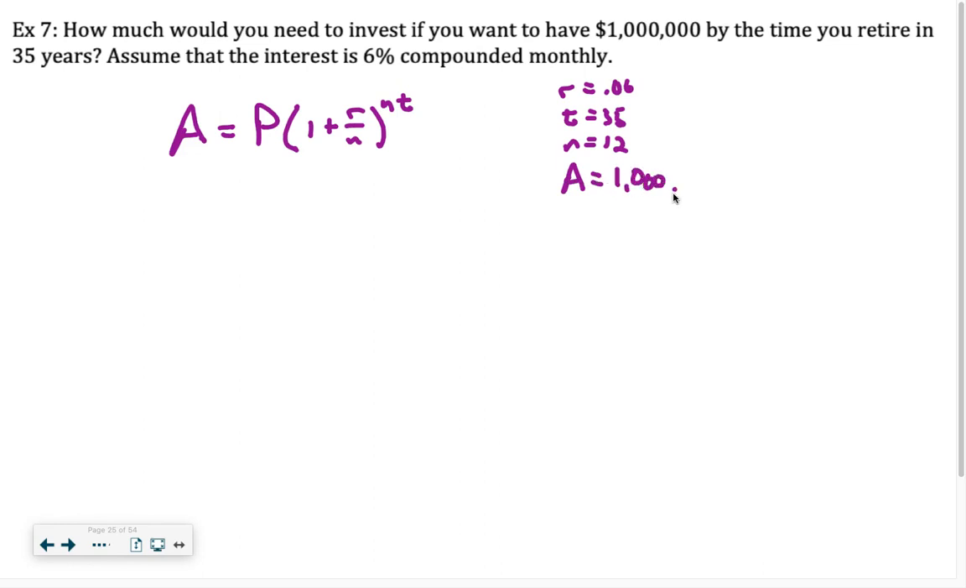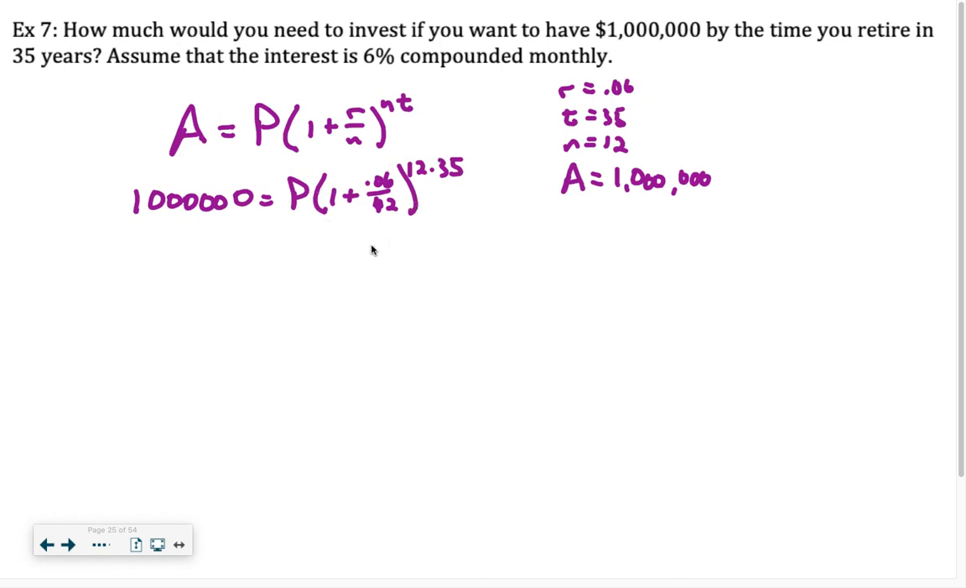So what I want to do is plug all of this information in. So I want to say 1 million equals P times 1 plus R over N. Whoops, that should be 12 to the NT power. So 12 times 35 power. Now, to solve for P, I'm just going to divide both sides by this whole thing here.